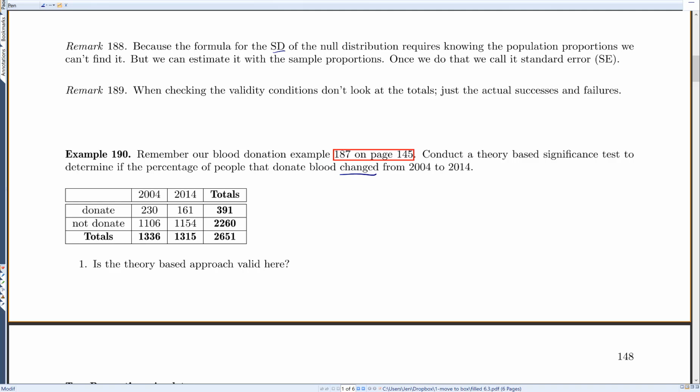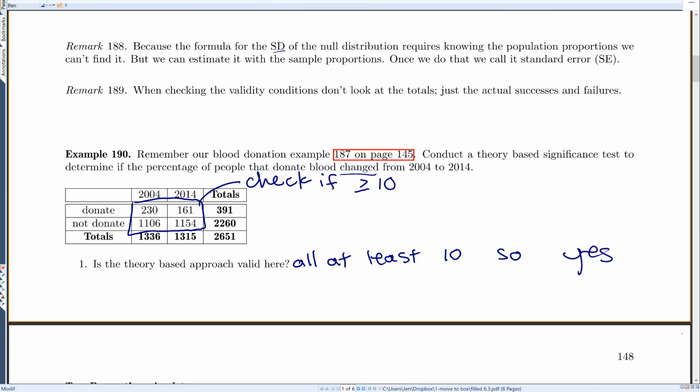So we need to check at least 10 successes and at least 10 failures in each group. When we look at that, we don't look at the totals. We only look at these numbers right here. So check if these are at least 10. Okay. In this case, they are all at least 10. So yes, we can use the theory-based approach.